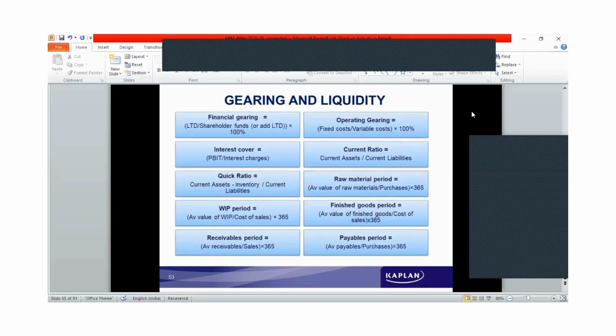Then we have gearing and liquidity ratios. Gearing ratios basically talk about the capital structure, the composition of debt capital in the total capital. So, to measure what is the amount of debt capital and what is the impact on that. So, broad classification of capital. There are 2 types of capital. That is, one is debt capital, and the other one is equity capital.